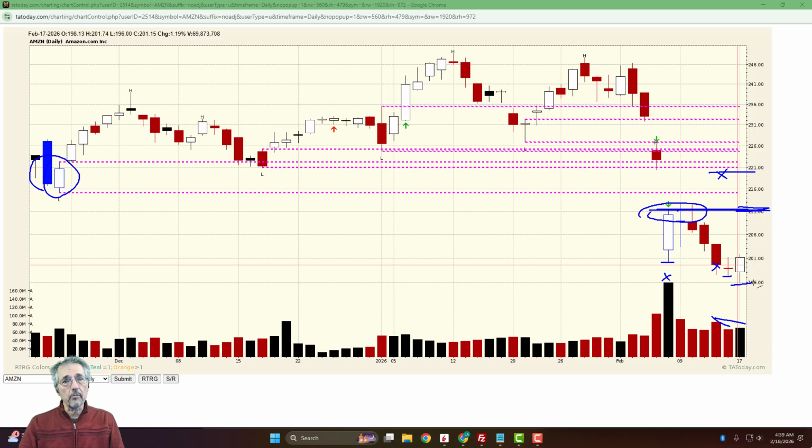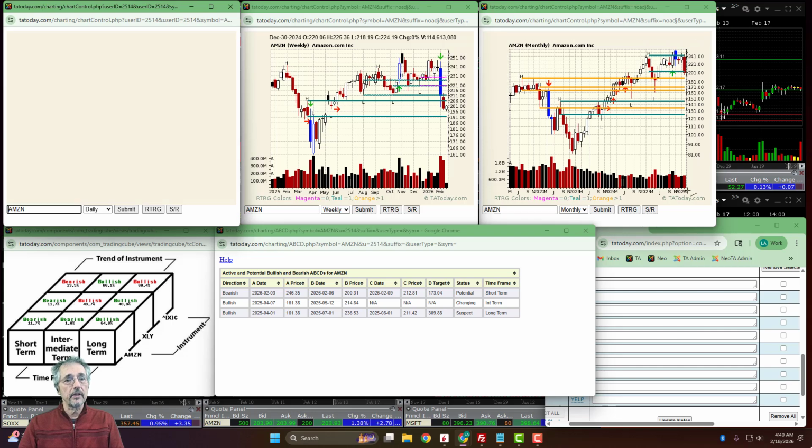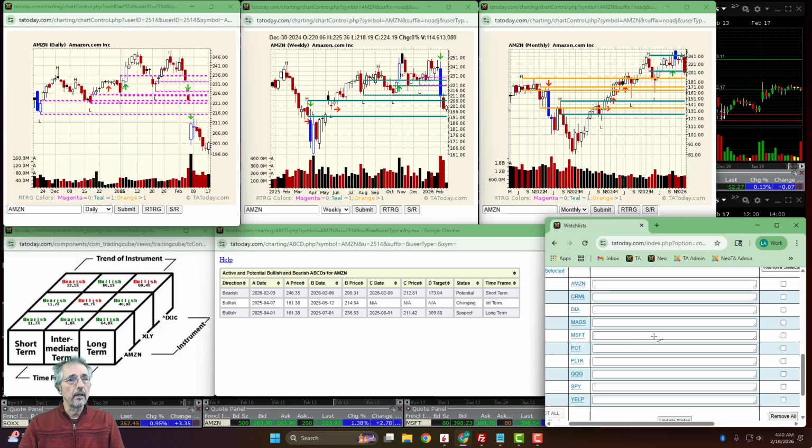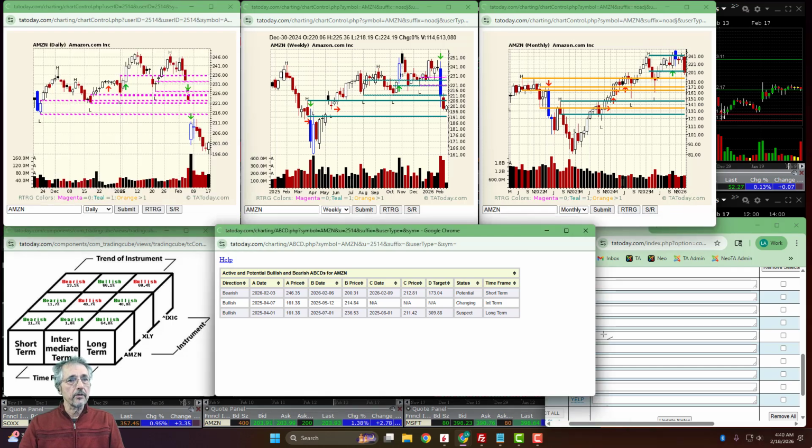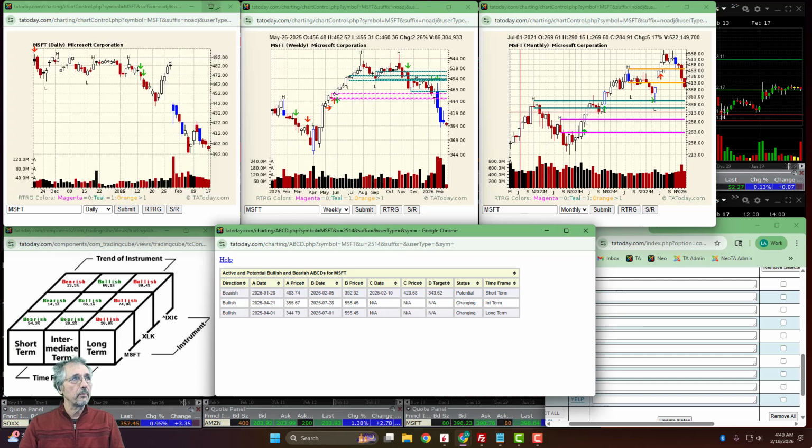Your risk is almost nothing, right? And it's a good reward risk, especially if you bought it down in this area, as I suggested over the last couple times I've talked about it. Let's go to one more. Let's go to Microsoft. It's got almost the same setup, but it's not as clean.